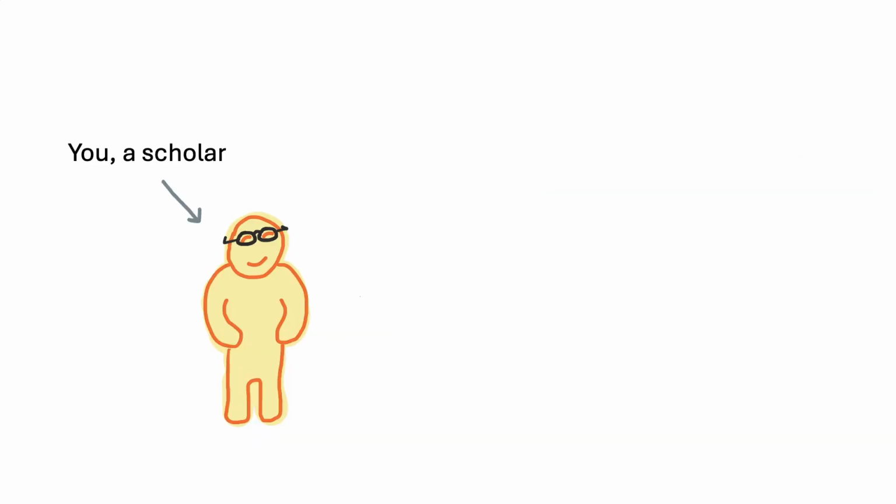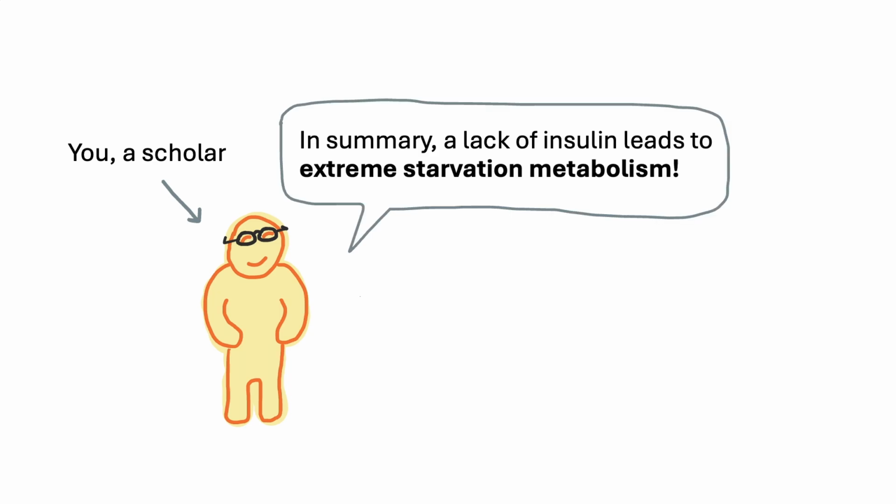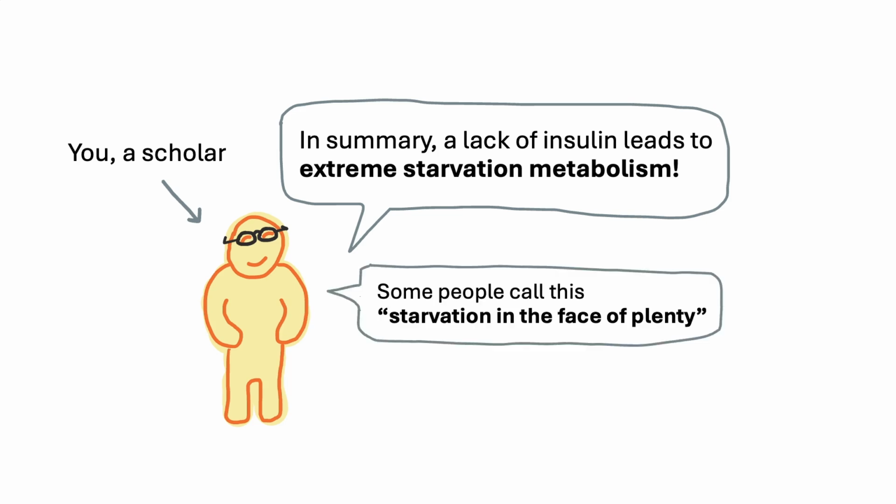And so again, here's you, a scholar. In summary, a lack of insulin leads to extreme starvation metabolism. And that's what happens in diabetes. It's mimicking extreme starvation. But it's weird because you have all this nutrient around, yet your body thinks it's starving. And so some people call this starvation in the face of plenty, which I think is a really apt description. I think that's really cool.